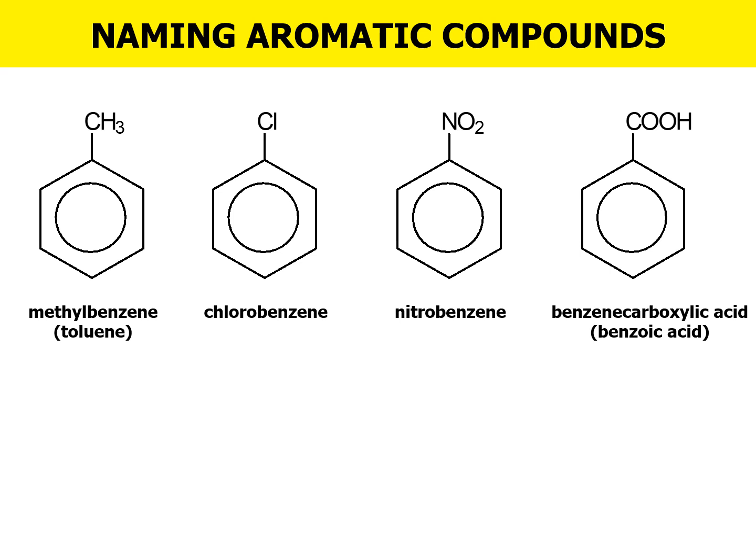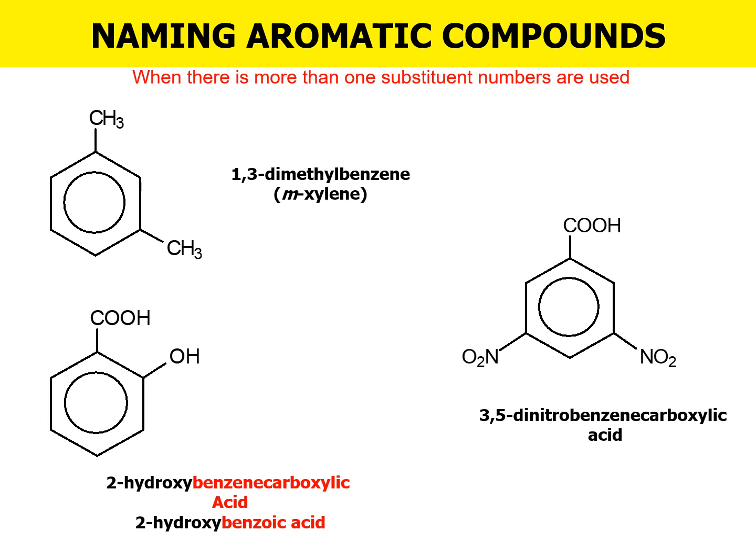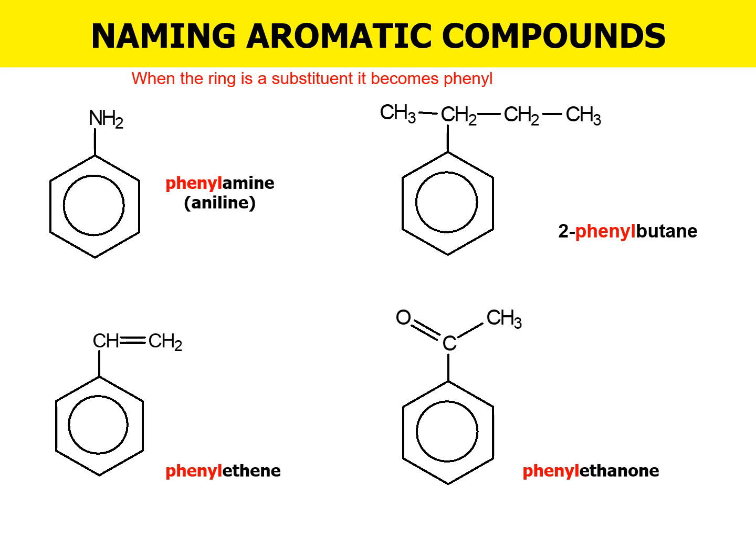For example, methylbenzene, chlorobenzene, nitrobenzene, and benzene carboxylic acid, more commonly referred to as benzoic acid. When there is more than one substituent, we have to use numbers. Here are a few examples: 1,3-dimethylbenzene, 2-hydroxybenzene carboxylic acid, and finally 3,5-dinitrobenzene carboxylic acid. When the ring is a substituent, it becomes a phenyl.